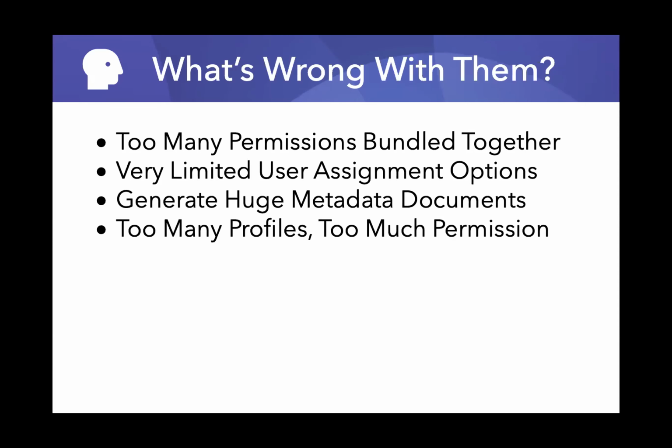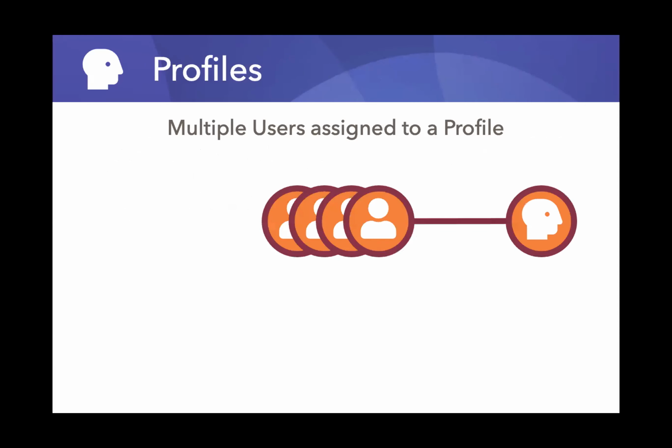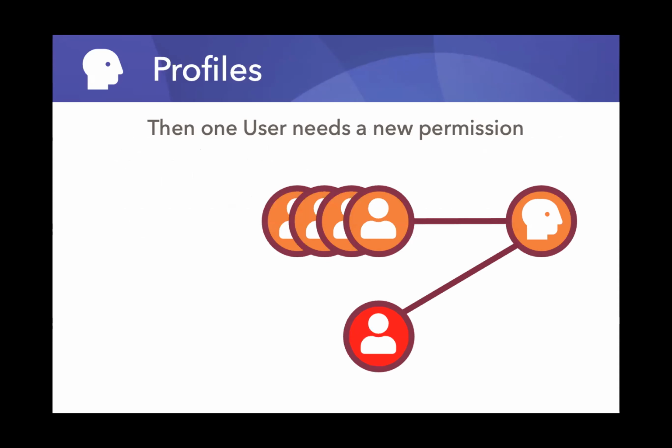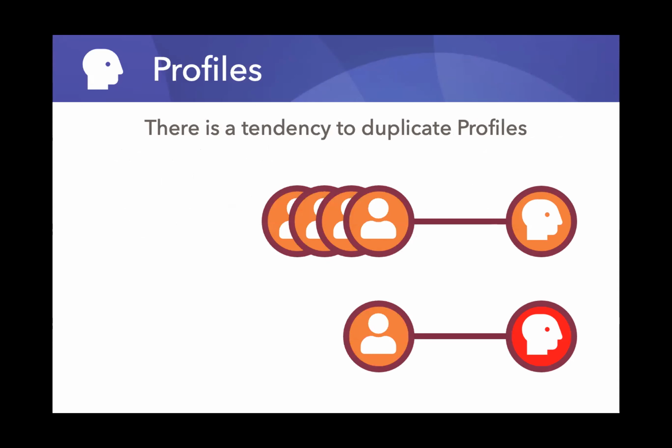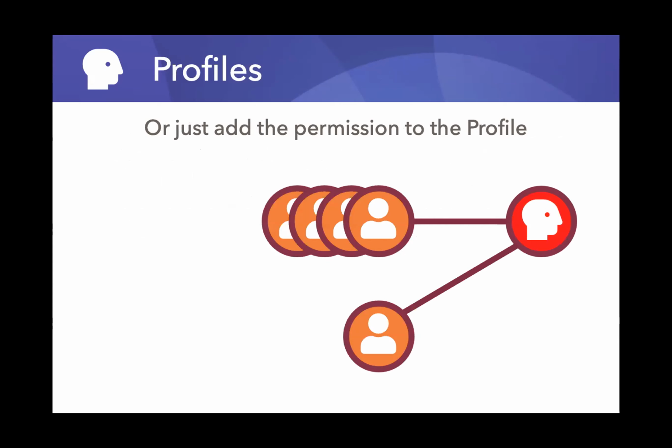And I'll show you how I think this gets started. It starts out with a bunch of users that are assigned to some given profile. And then at some point, one user needs an additional new permission. At that point, the admin either clones the profile to give that user the new permission, or the other thing they can do is just add that permission to the profile.